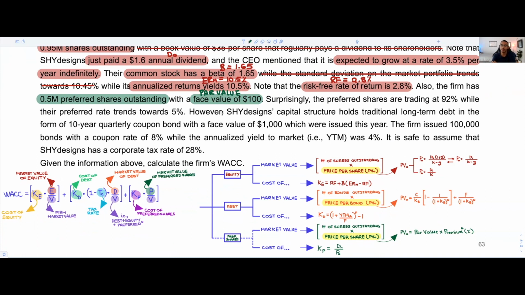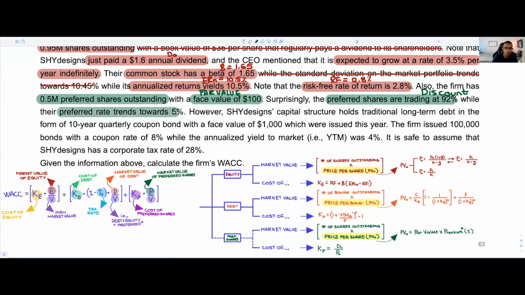All right. Now, surprisingly, if we read the next sentence, preferred shares are trading at 92%, while the preferred rate trends towards 5%. That's very interesting. We know that the premium here, or the discount on preferred shares, well, it's at 92%. So here we could write discount, and we're going to use that to find the present value, so the price of those preferred shares. And they're also letting you know that the preferred rate is 5%.